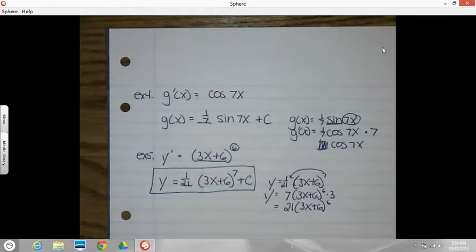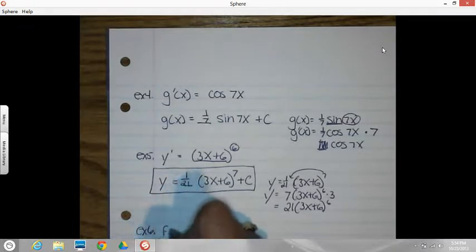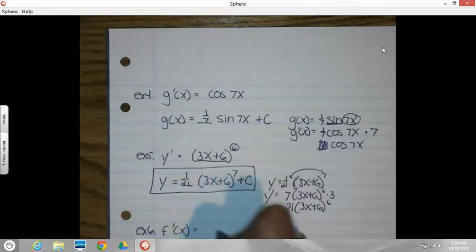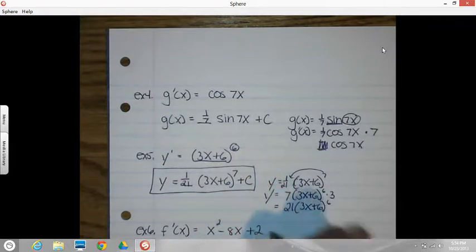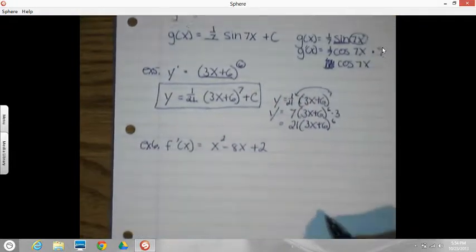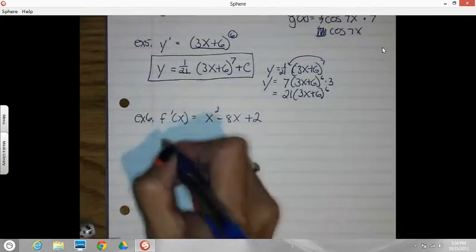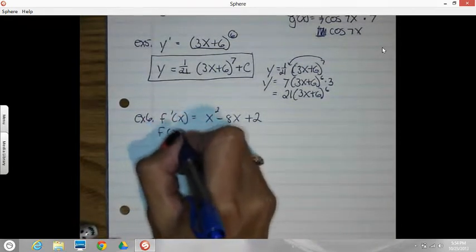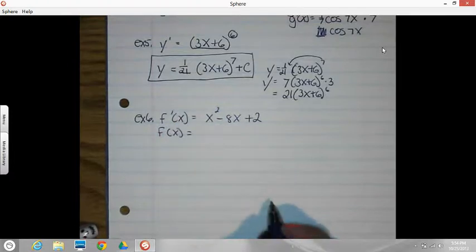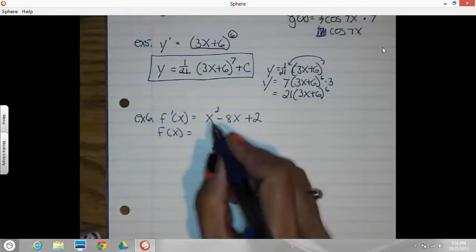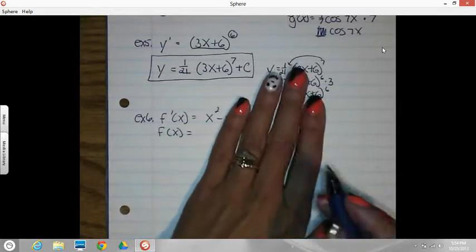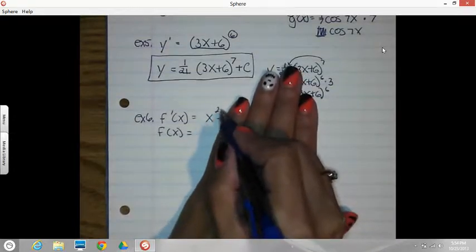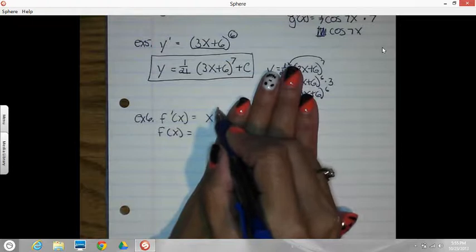Okay, next one. If the derivative is x squared minus 8x plus 2, what was the original function? Well, this one, there's no inside, there's no parentheses, there's no trig functions, it's just each term. So we do each term separately. So pretend these aren't here. This term, you know, reverse the power rule. You know it started out 1 higher than that, so leave a space, but it's got to have an x cubed in it.